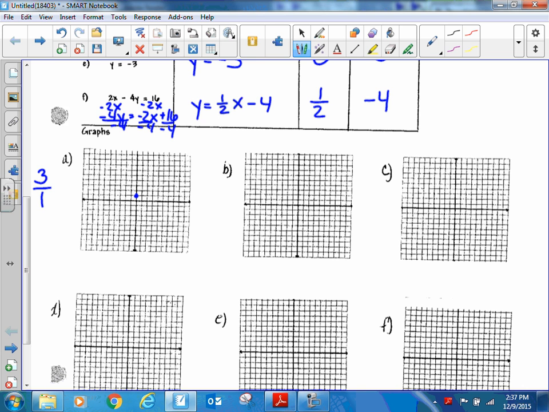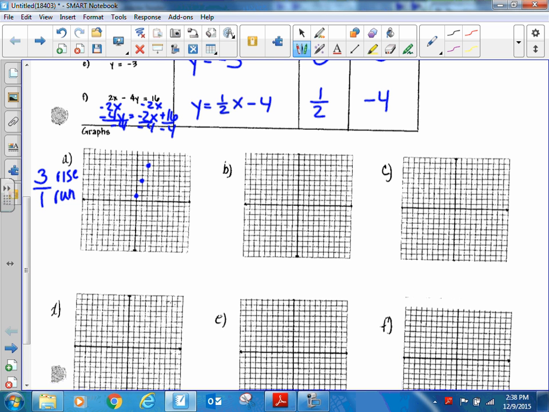Now I need to find 2 other points so that I can connect them to make a line. And I'm going to use my slope, my rise over run, to find these next 2 points. So from my y-intercept, my original point, I'm going to rise 3 and I'm going to run 1. Rise 3, run 1, and then I'm going to repeat the process. Up 3, run 1.